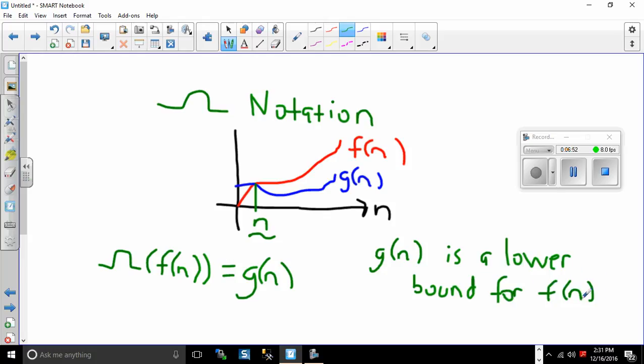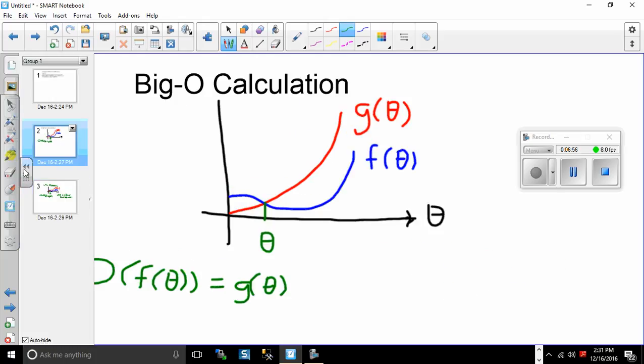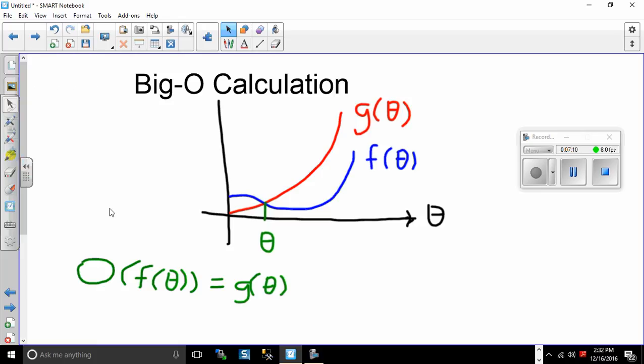All right, now let's go back to slide 2, and let's discuss this in terms of an optimization vantage point. Now, for the BigO calculation, we see that g of theta, in this particular case, dominates f of theta. And so this is called the upper bound. So g of theta is an upper bound.